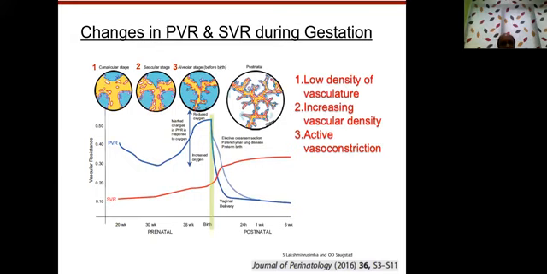That slide depicts the changes which happen in utero as well as when the baby is born. There is a change in pulmonary vascular resistance and systemic vascular resistance at various gestations. If you see the left half of your slide, at the canicular, saccular, and alveolar stages, the pulmonary vascular resistance is quite high. That is mainly due to the low density of the vasculature, increasing vascular density, and decreased oxygenation in the fetus, so there's active vasoconstriction.